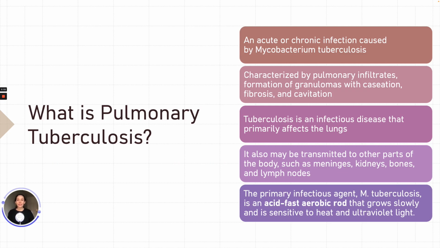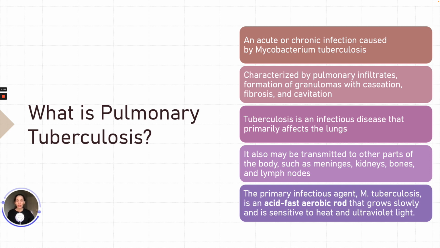So what is pulmonary tuberculosis? It's an acute or chronic infection caused by Mycobacterium tuberculosis. It's characterized by pulmonary infiltrates, formation of granulomas with caseation, fibrosis, and cavitation. Tuberculosis is an infectious disease that primarily affects the lungs. It can be transmitted to other parts of the body such as the meninges, kidneys, bones, and lymph nodes.